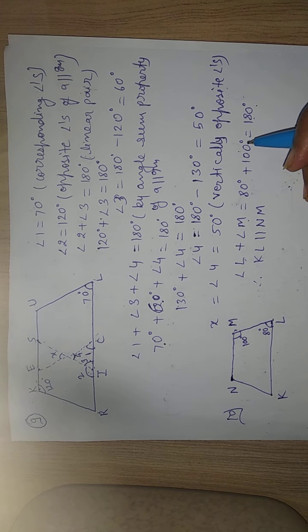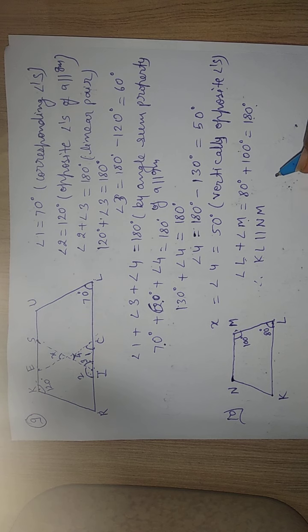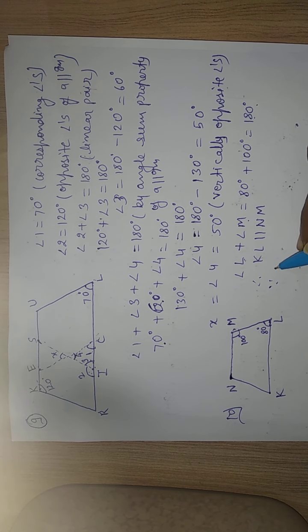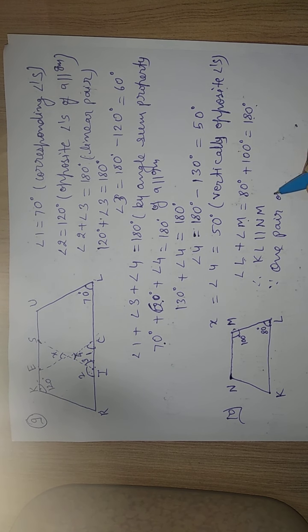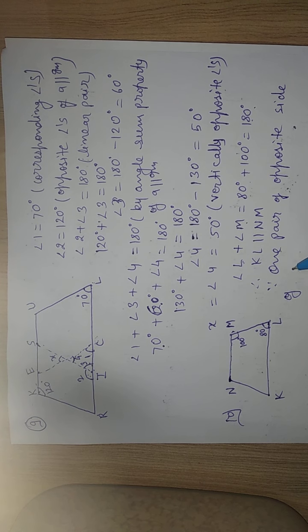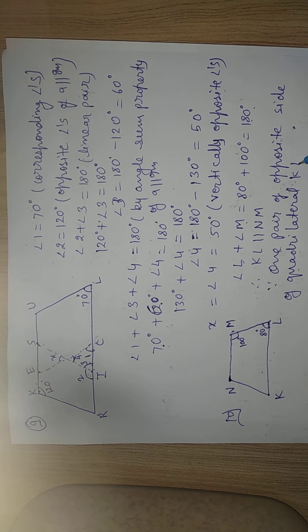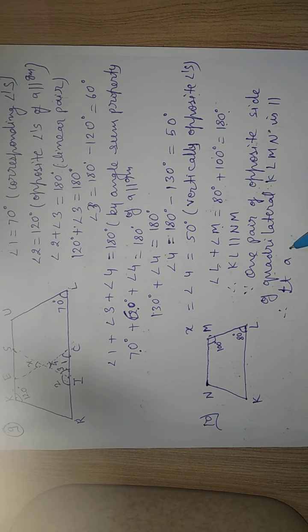Since we know that in a trapezium, one pair of opposite sides is parallel, we write here: since one pair of opposite sides of quadrilateral KLMN is parallel, therefore it is a trapezium.